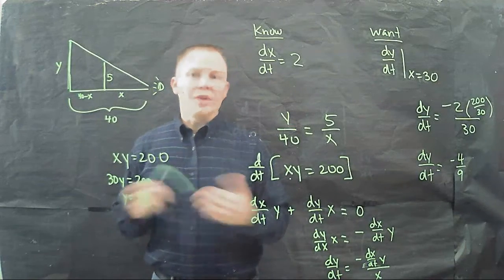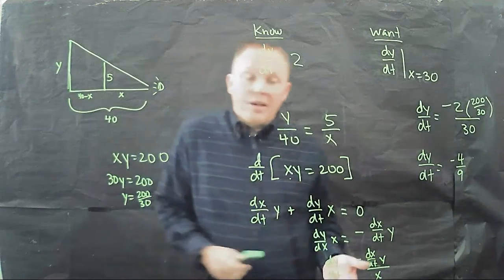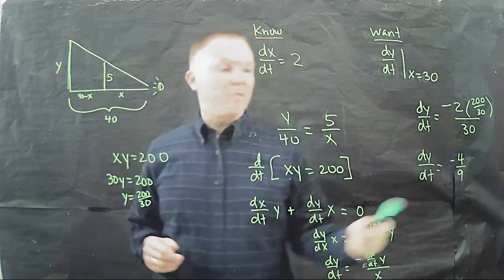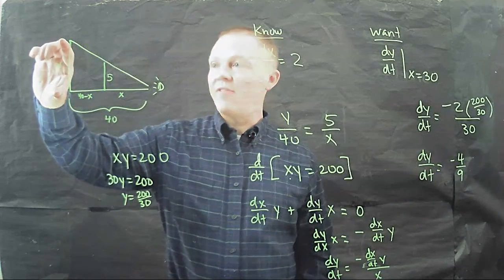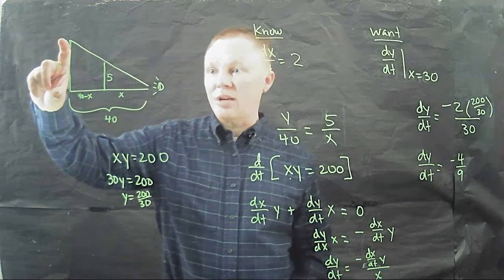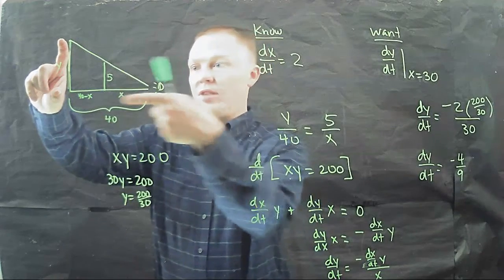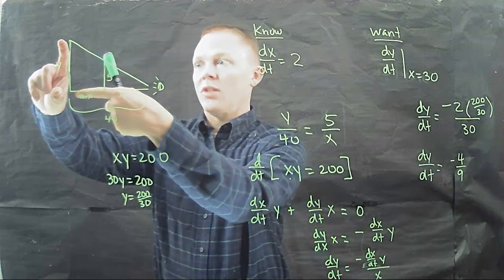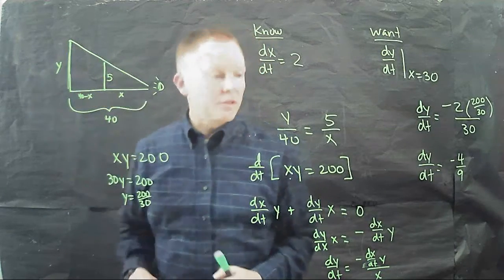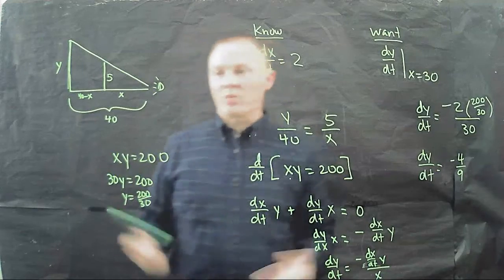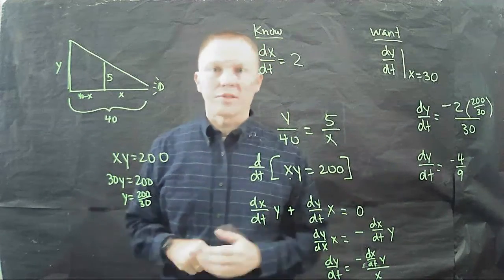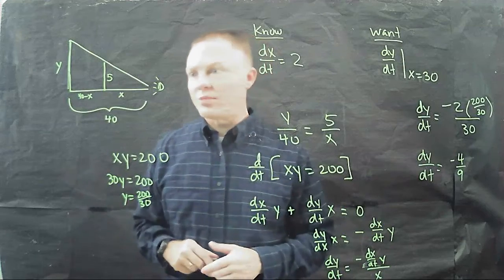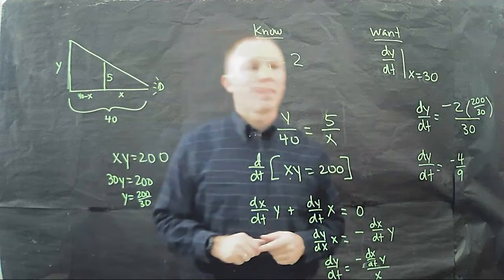Okay? So now, let's talk about what this negative means. Well, that means that dy/dt is -4/9. That means that this distance right here, as he gets closer to the wall, the length of the shadow is shrinking. So that's why the back of the book says the shadow is shrinking at a rate of 4/9, whatever, meters, feet per second, or whatever it is.